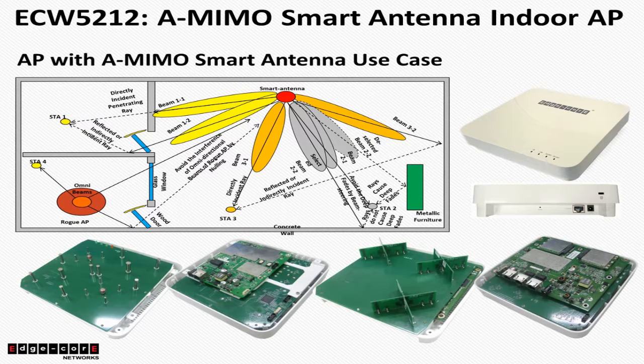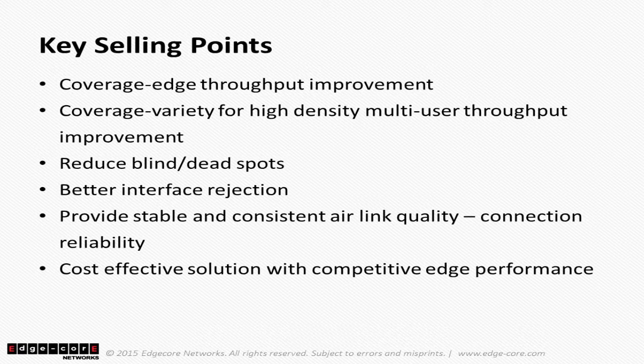And also for the Edgecore, we have the capability to design our smart antenna. We call it adaptive MIMO, AMIMO, and we design it and also add our software algorithm to give the clients better signal and coverage. So for the smart antenna, the key selling point is we can stop the hidden nodes and also increase the throughput, and also we will overcome the high interference on air to get better throughput.